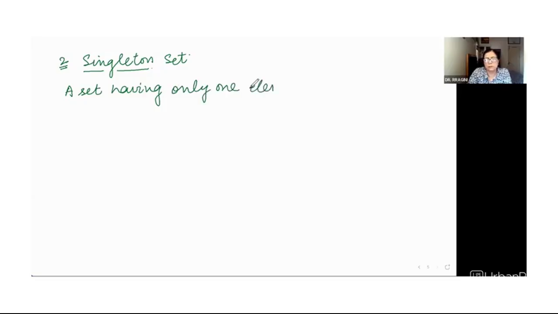The next kind of set is the singleton set. As the name denotes, singleton means a set having only one element, right? So, like if I write x is such that x plus 2 is equal to 0 and x belongs to R.